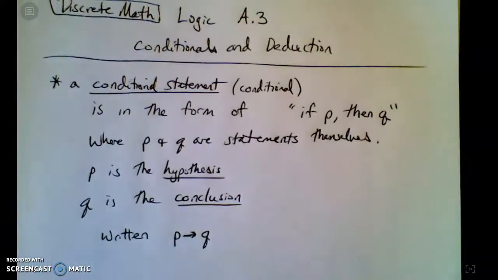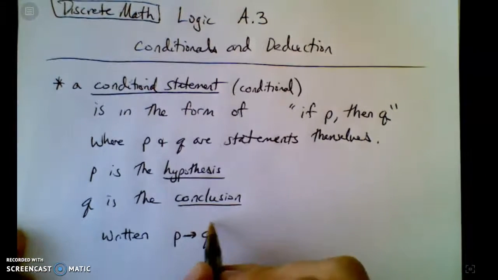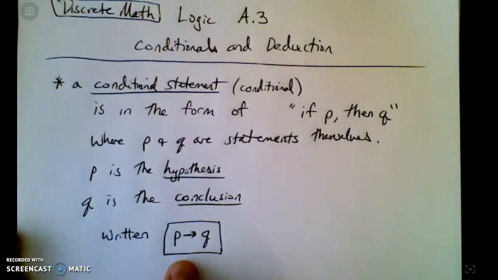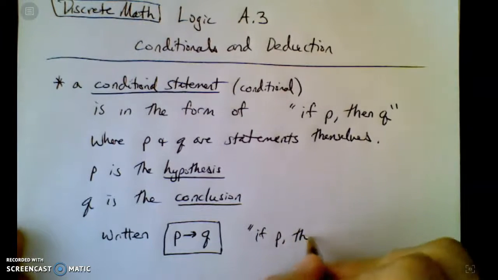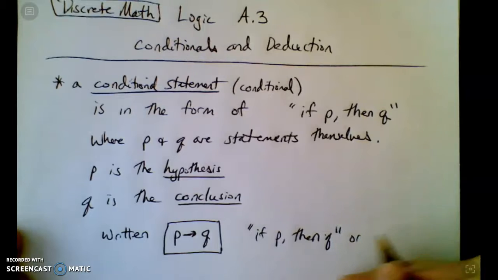P is the hypothesis and Q is the conclusion. We write it this way. Sometimes you can say that two ways. You can say if P then Q, or you can also say it as P implies Q.